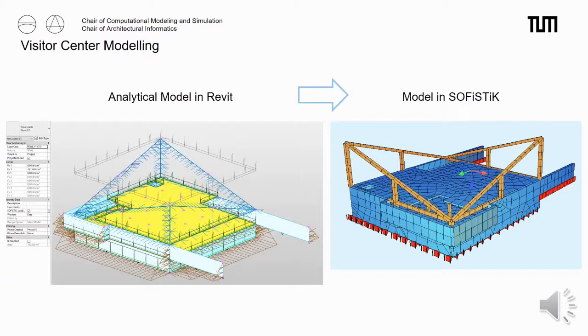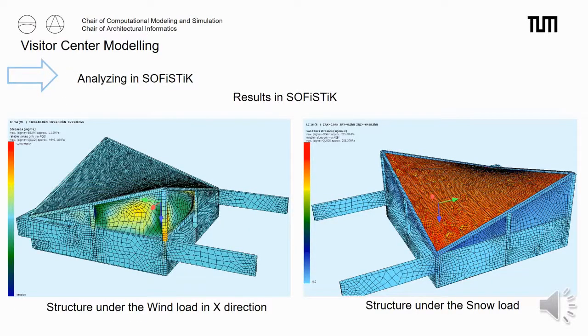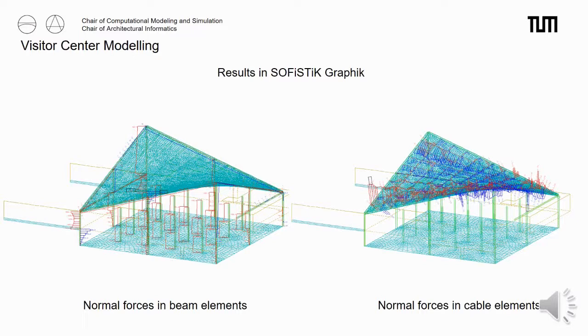Although the idea was nice, we have encountered some problems with exporting the surface into Sofistik and calculating it because it's not supported as analytical surface. So we had to additionally model this surface in Sofiplus, export the model from Sofistik, model the surface, model loads on this surface, and export it back to Sofistik. To our own surprise, we did it successfully, and you can see the results in Sofistik, the structure under the wind load and snow load. Also the results in Sofistik graphic, the normal forces in beam elements and in cable elements.